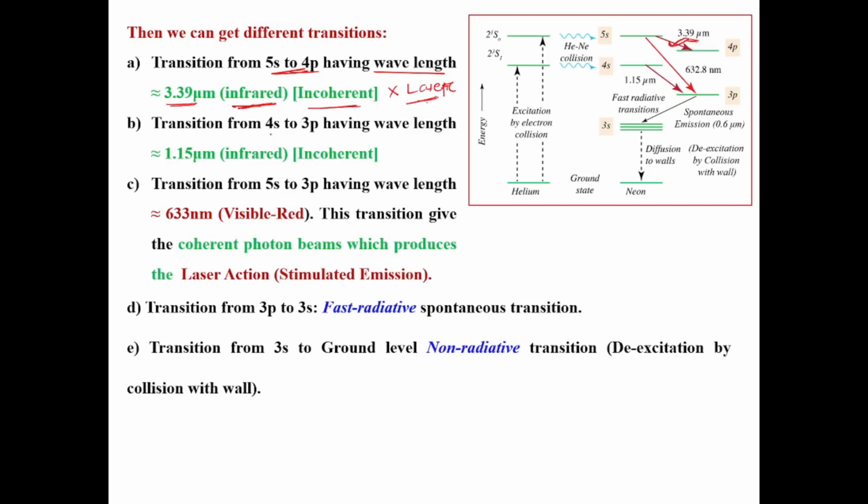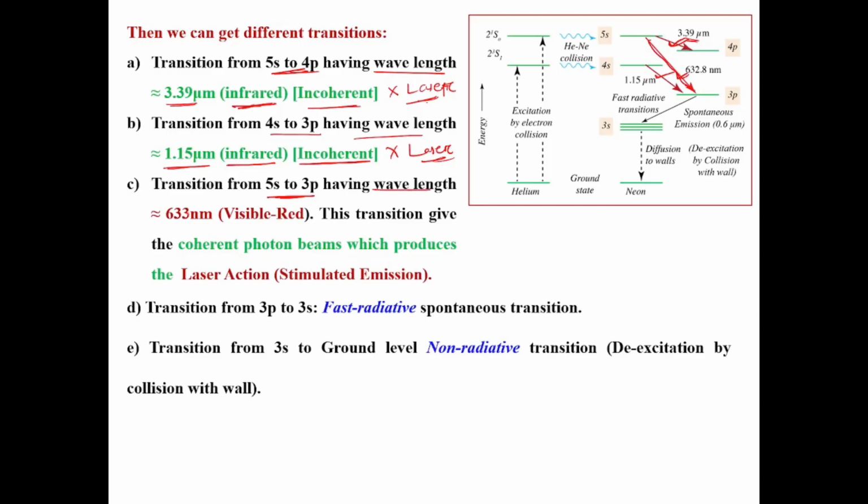Then we consider the transition from 4s to 3p. This transition has a wavelength of 1.15 micrometer, which is also infrared, and it is also incoherent. We could not find any laser action. This is also incoherent.